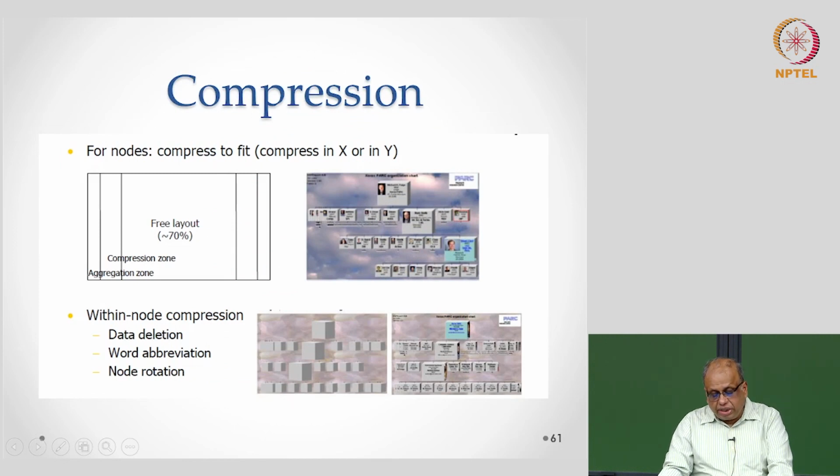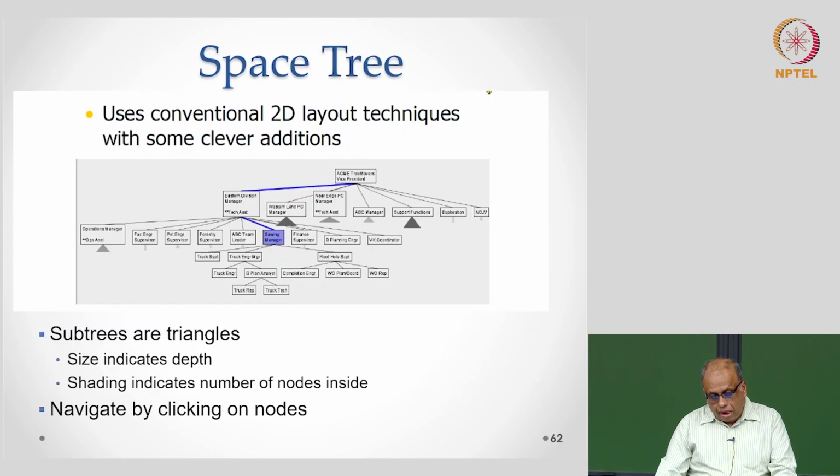So there are three ways a node can be shown. For some part you might do a free layout, and for some other part you are compressing the data, showing the nodes with a smaller size, and for some other part you are just aggregating, so you are showing maybe one node to represent 10 nodes and so on.